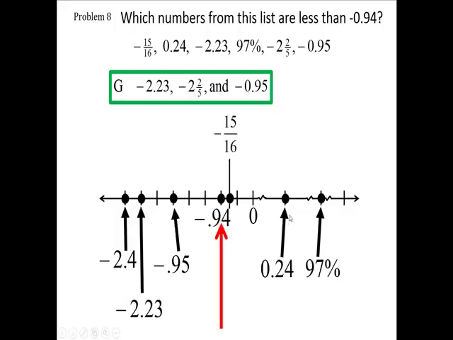And let's see the other numbers here. Remember, this was larger than this. This was larger than this. And you see why we're eliminating these two? This is 0.97. This is 0.24. They're positives. And they're greater than this, aren't they? So these 3 numbers are greater than. These 3 numbers are less than. Hence, my answer is G.